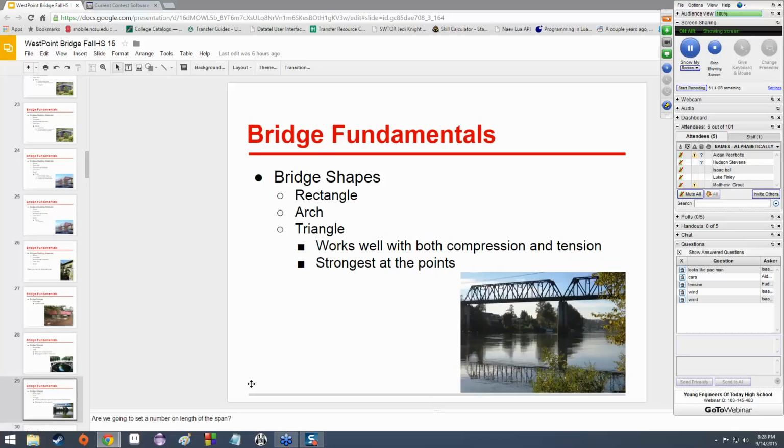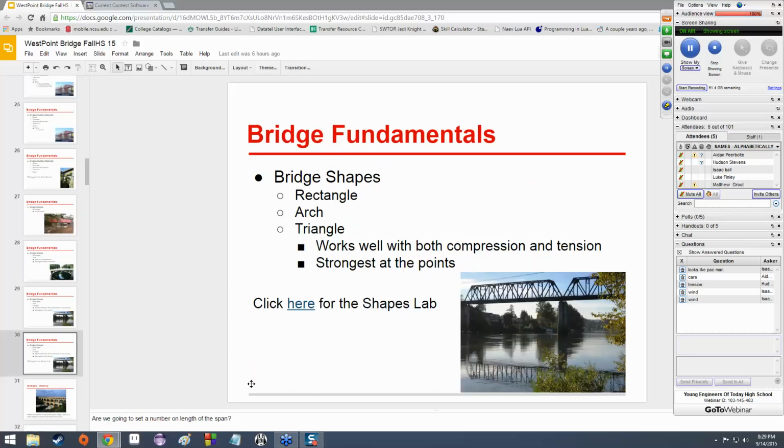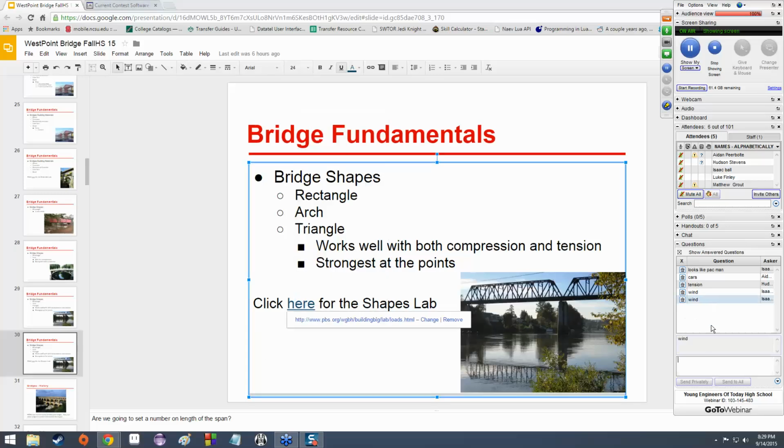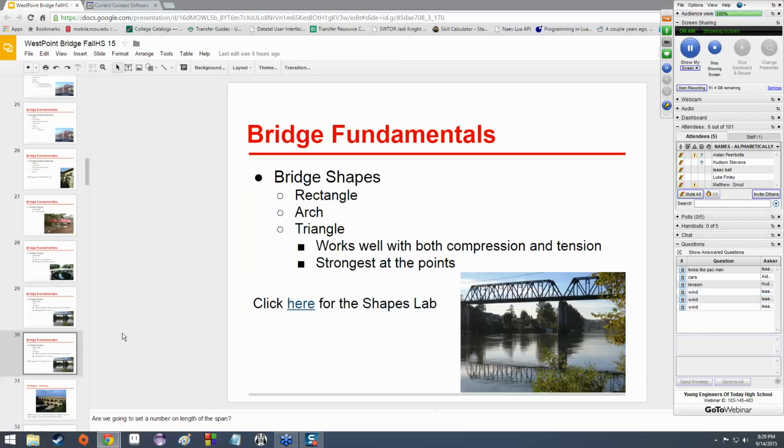And then next you've got the triangle. And the triangle works really well with both compression and tension, and it's strongest at the points where all of the struts meet. Triangles are actually a very good shape for design, and they work very well. So you'll see a lot of modern bridges utilizing the triangle thing that don't utilize... Oh, never mind. I did it again. Just jumping the gun again. Anyway, there's the shapes lab, so you can compare the different shapes.